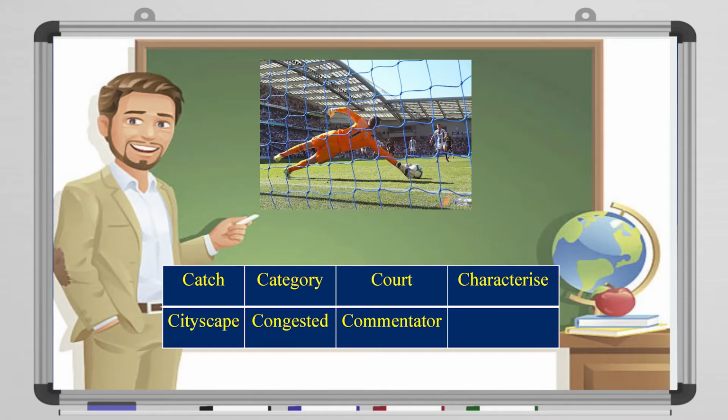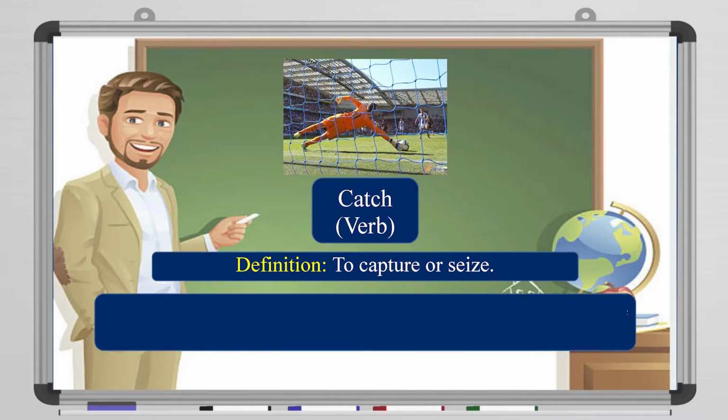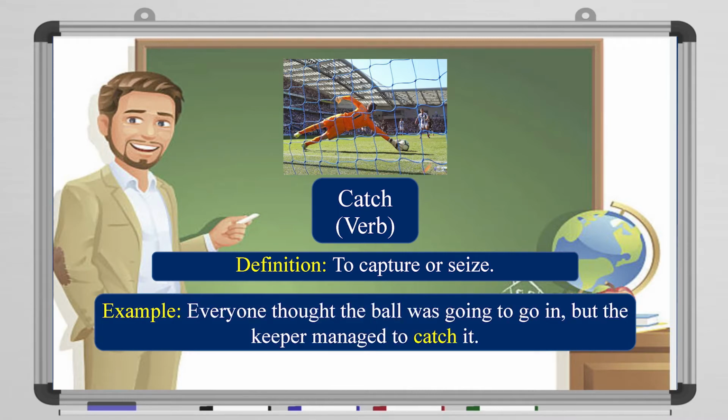So, as you can see, we have a goalkeeper. What is he doing to the ball? I'm going to give you a few seconds to think. Did you get it? Yes? No? Well, let's see. If you chose the word catch, then you are correct. Catch means to capture or to seize something. So, for example, everyone thought the ball was going to go in, but the keeper managed to catch it. So he was able to catch the ball, to grab it, to capture it. Did you get it? Very good.